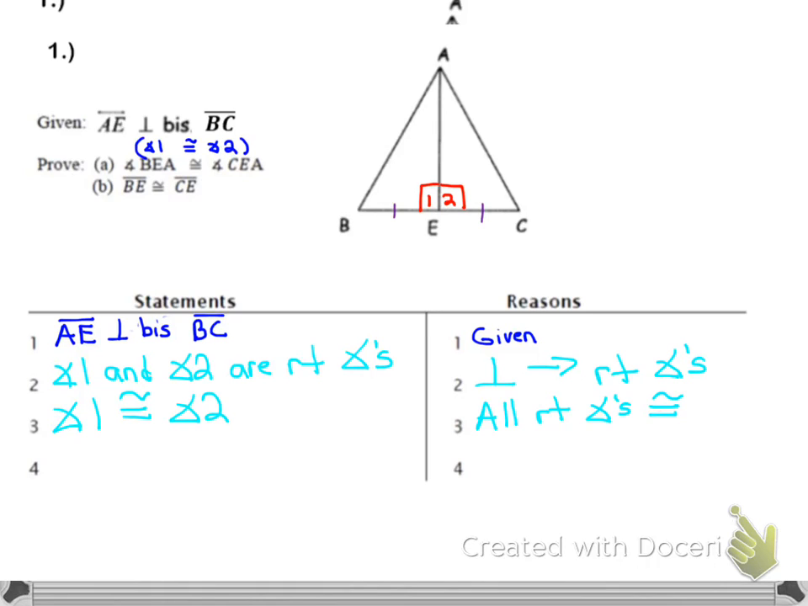The other thing was the bisector. The bisector told me that segment BE was congruent to segment CE. My reason there is that bisectors give me two congruent segments. And that completes the proof of a perpendicular bisector.